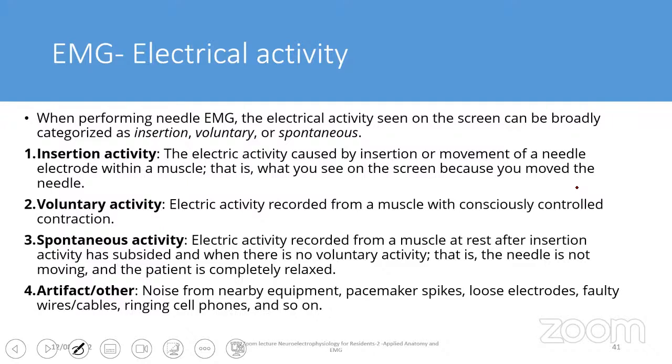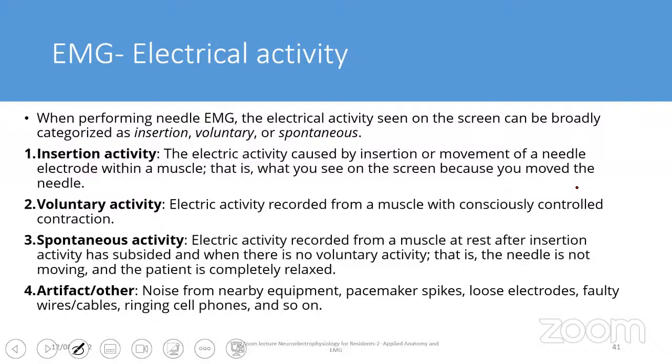Voluntary activity is electrical activity recorded from a muscle with consciously controlled contraction. That is, you ask him to slightly contract, contract slightly more, and forcefully contract. So these are the 3 activities which we ask the patient. We have to identify the muscle and show him the movement, how it is to be done, and tell them that it has to be done mild, moderate, and very forceful.